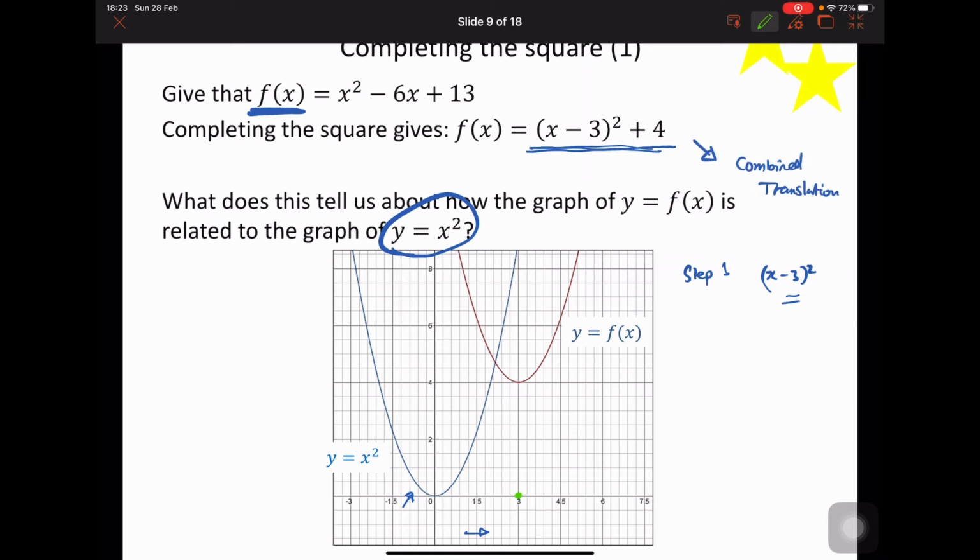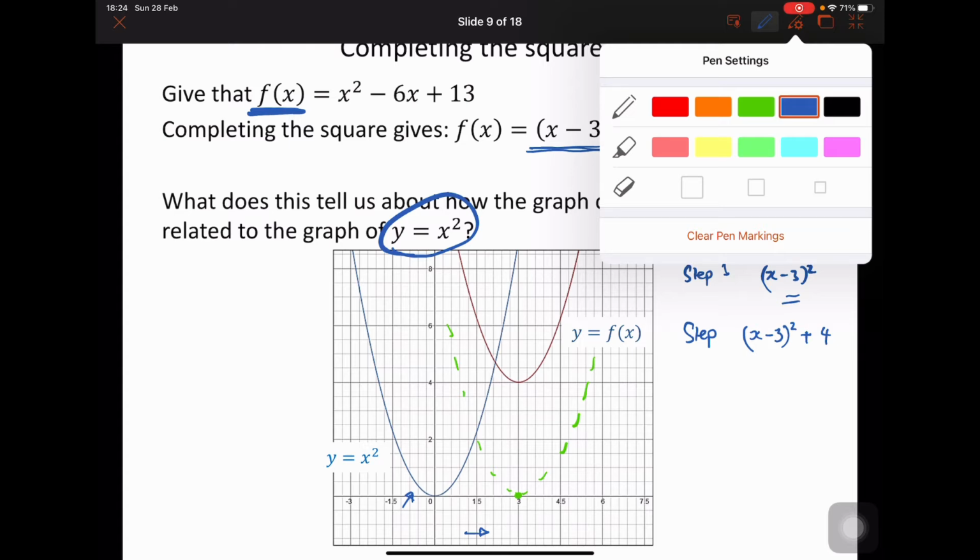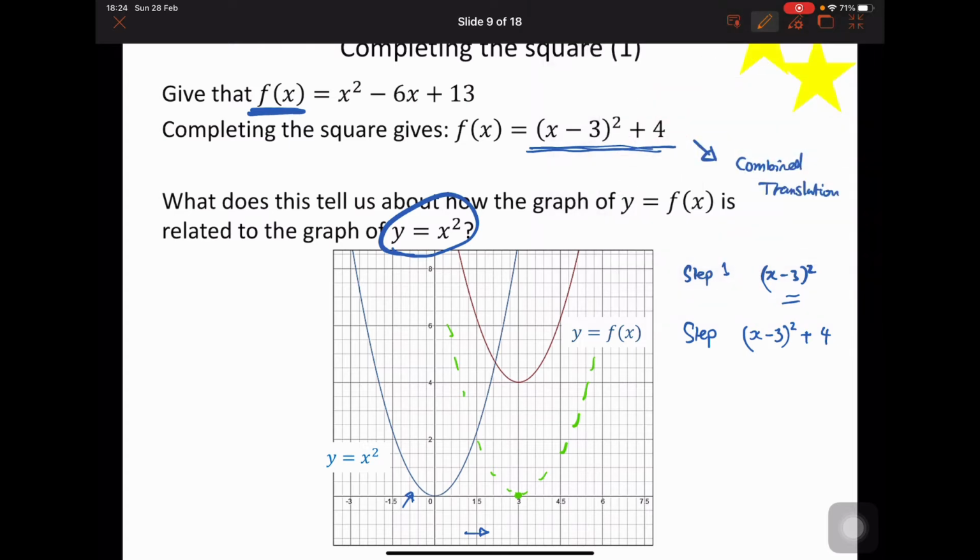So here is the new minimum point, and I'll just draw a rough curve. Now step 2 is adding 4, and as it's outside the brackets, as it's not related to the x, it's going to be a vertical translation. And so if you move up 4 spots, our new minimum point will be here, and of course our new graph is this red graph.